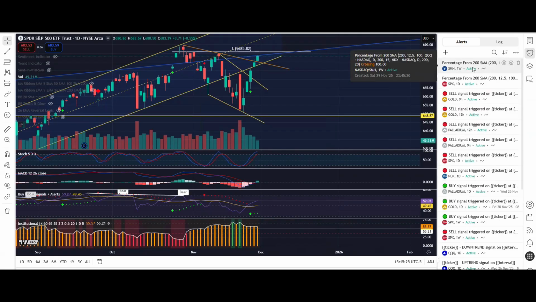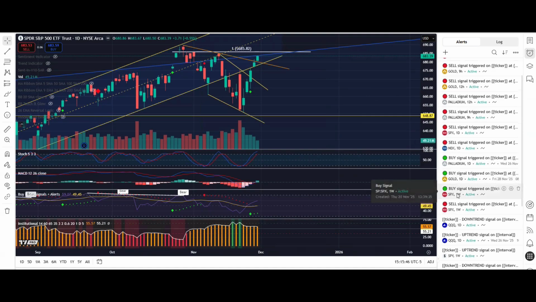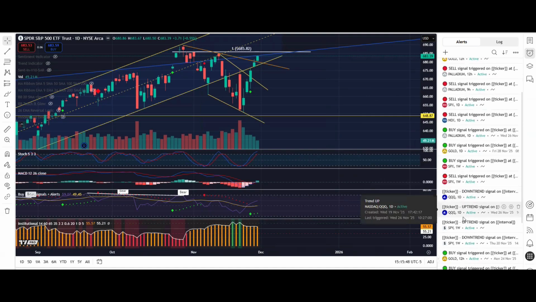SMH, that's a percentage from 200. So here, look, I've activated a sell signal because I'm in gold at the moment. On a 9-hour time frame, as well as a 12-hour time frame, as well as palladium on a 9 and 12, and then same for SPX on a 1 day time frame, NDX on a 1 day, and so on, as well as weekly, and then downtrend changes as well. I want to be notified about these particular changes.